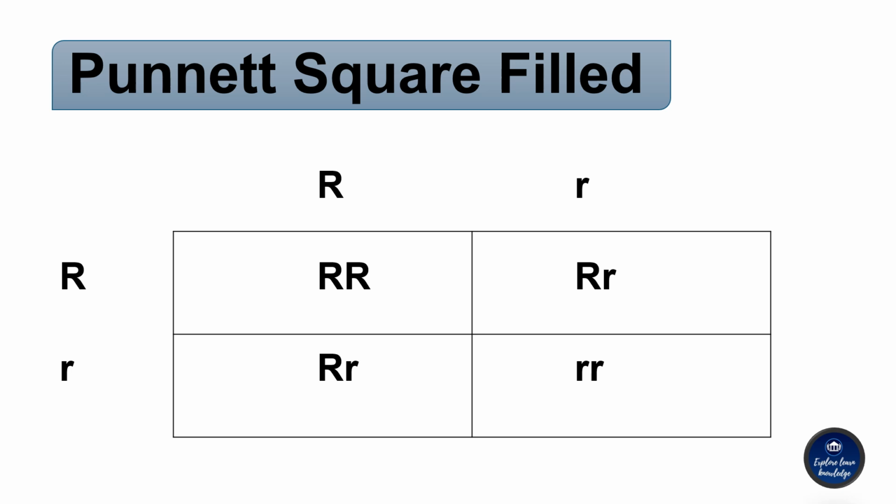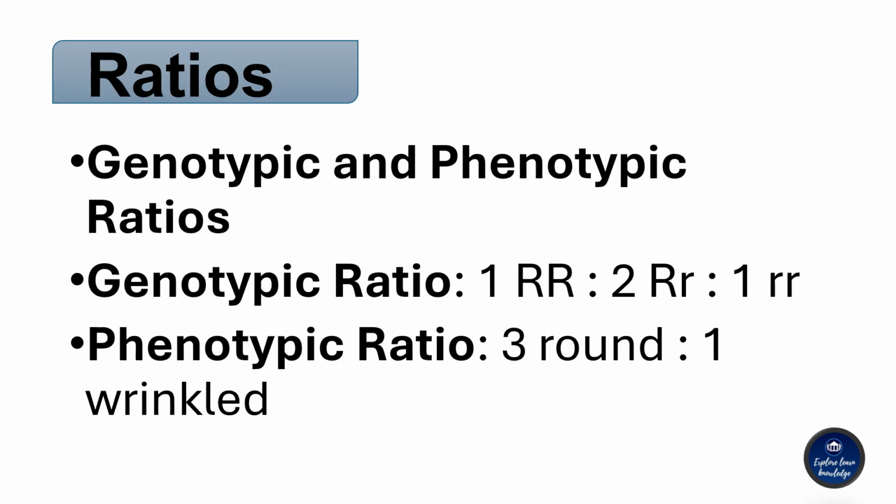This means there are 3 round seed plants for every one wrinkled seed plant, giving us a phenotypic ratio of 3 to 1. Genotypic and phenotypic ratio. Summarizing the results of the Punnett square, the genotypic ratio is 1 to 2 to 1. For the phenotypic ratio, it is 3 for the round seed and 1 for the wrinkled seed. These ratios help us predict the distribution of inherited traits in offspring.